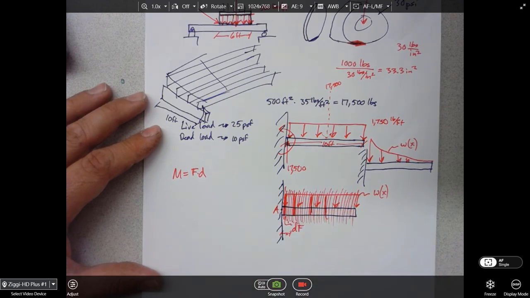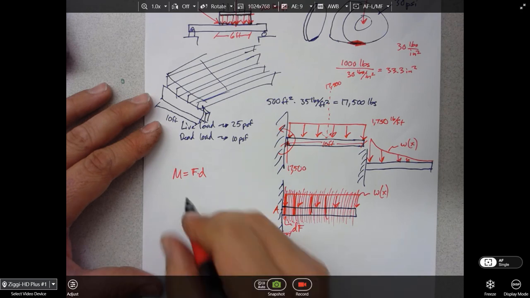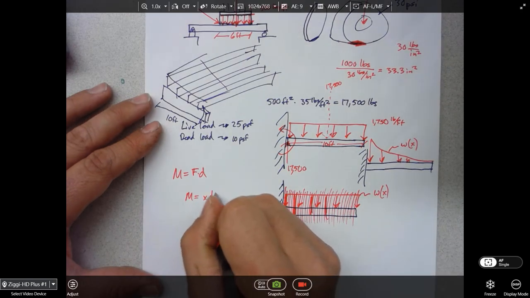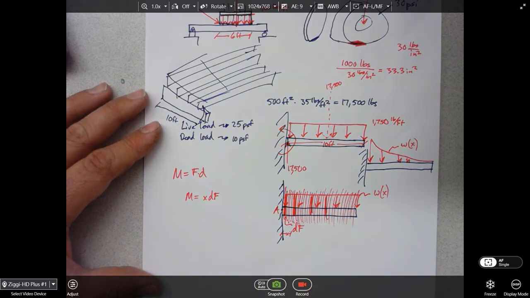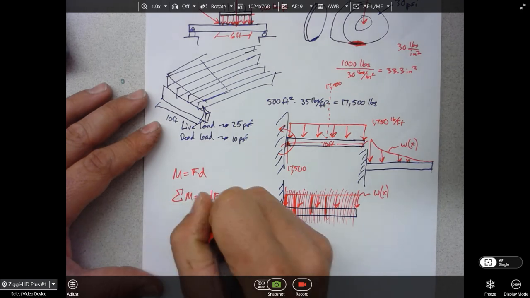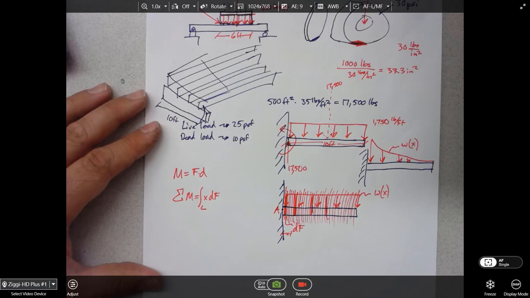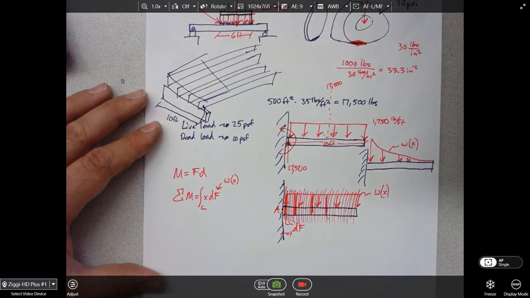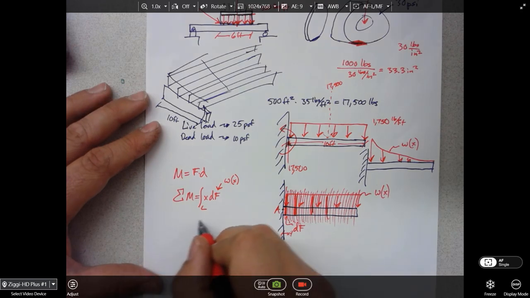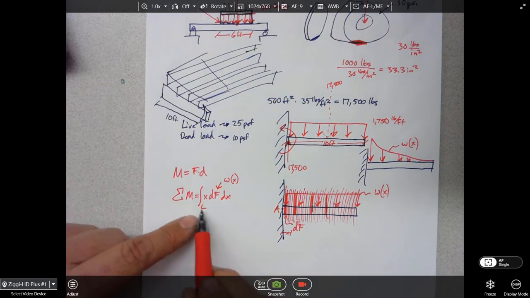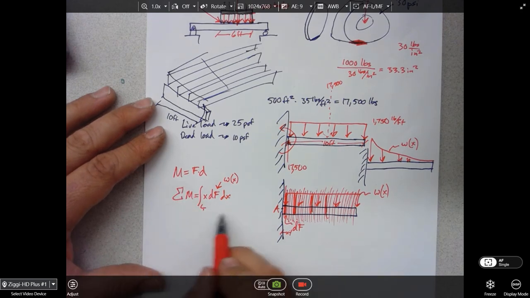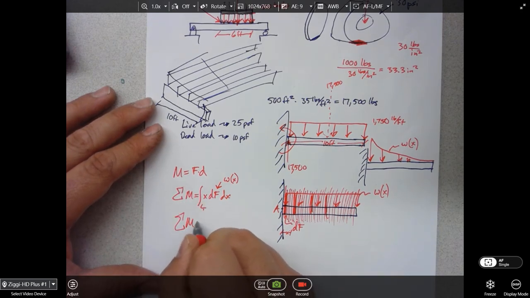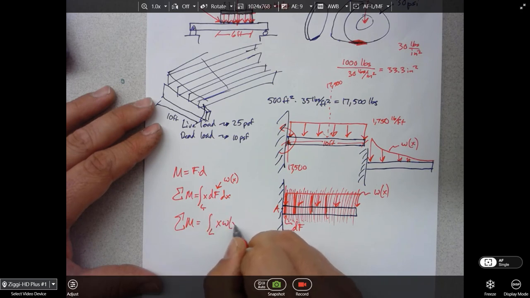So we'll say A, right? So the moment is going to be x dF for that little piece. So then if I want all of the moments, I could take the integral over the length. Okay? And then would it be all right with you if I said that the magnitude of that little piece of force is actually just w(x)? Everybody good with that? Okay. So what we would be doing here is that we'd have to throw in a dx if we're going over the whole length. So the whole moment is going to be equal to the integral over the length of x w(x) dx.